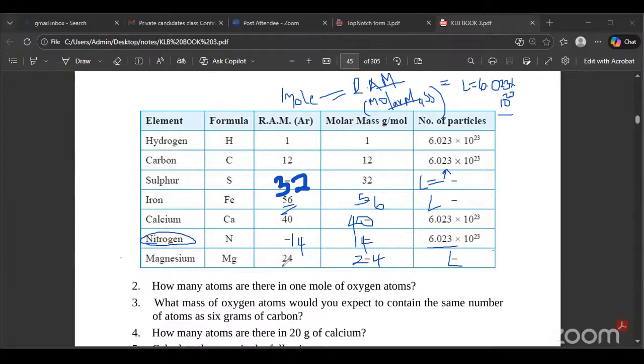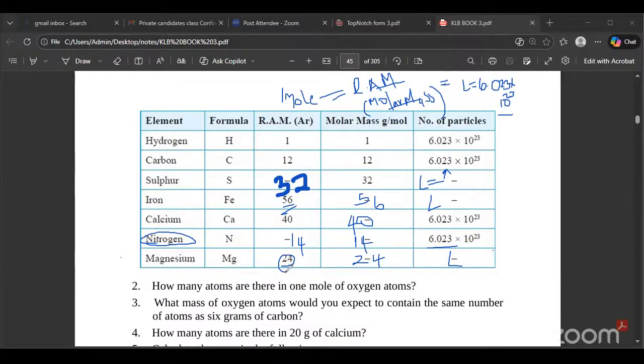Magnesium is number how much on the periodic table? I think it's around number 12. I think it is number 12. So that is why you find it is now 12. But the mass number, RAM, is a double value. So it is very important for you to remember.